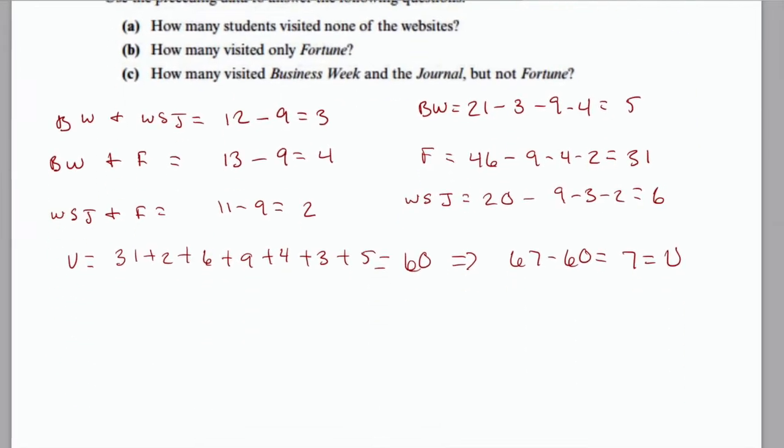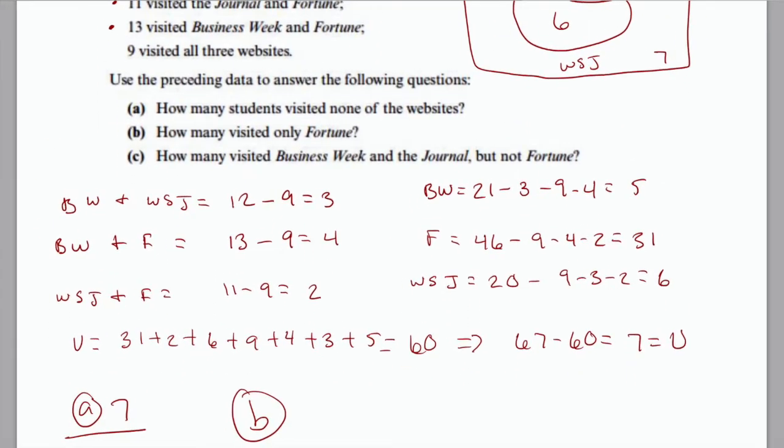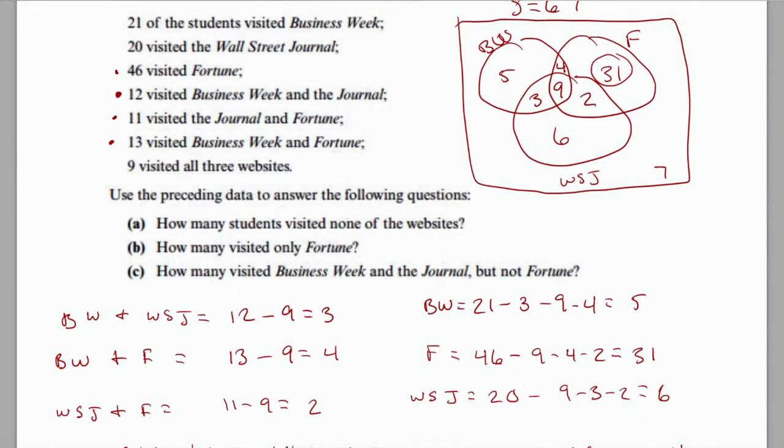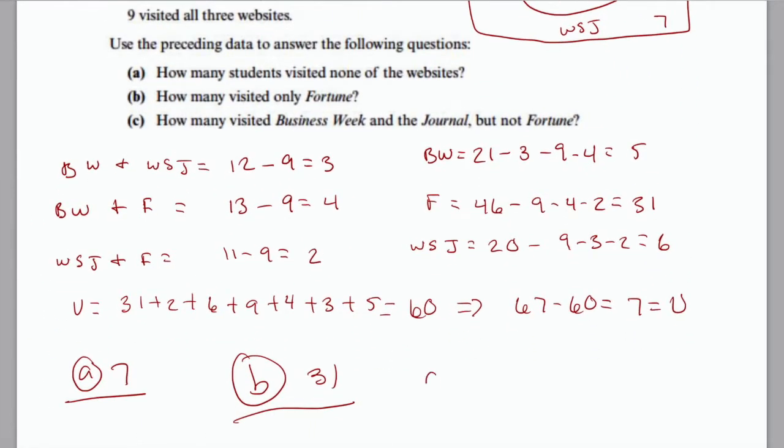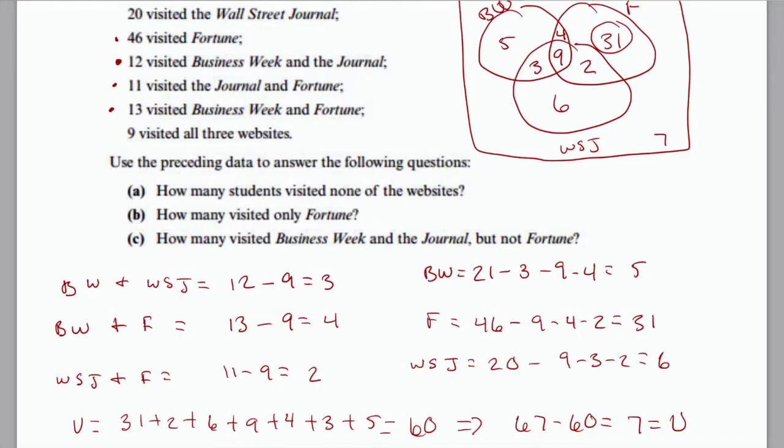Okay? So A, it reads, how many students visited none of the websites? We already did that. That's 7. B, how many visited only Fortune? Well, that was 31, which is stated right there. And C, how many visited Business Week and the Journal but not Fortune? So that would be this one right there, so it should be 3.